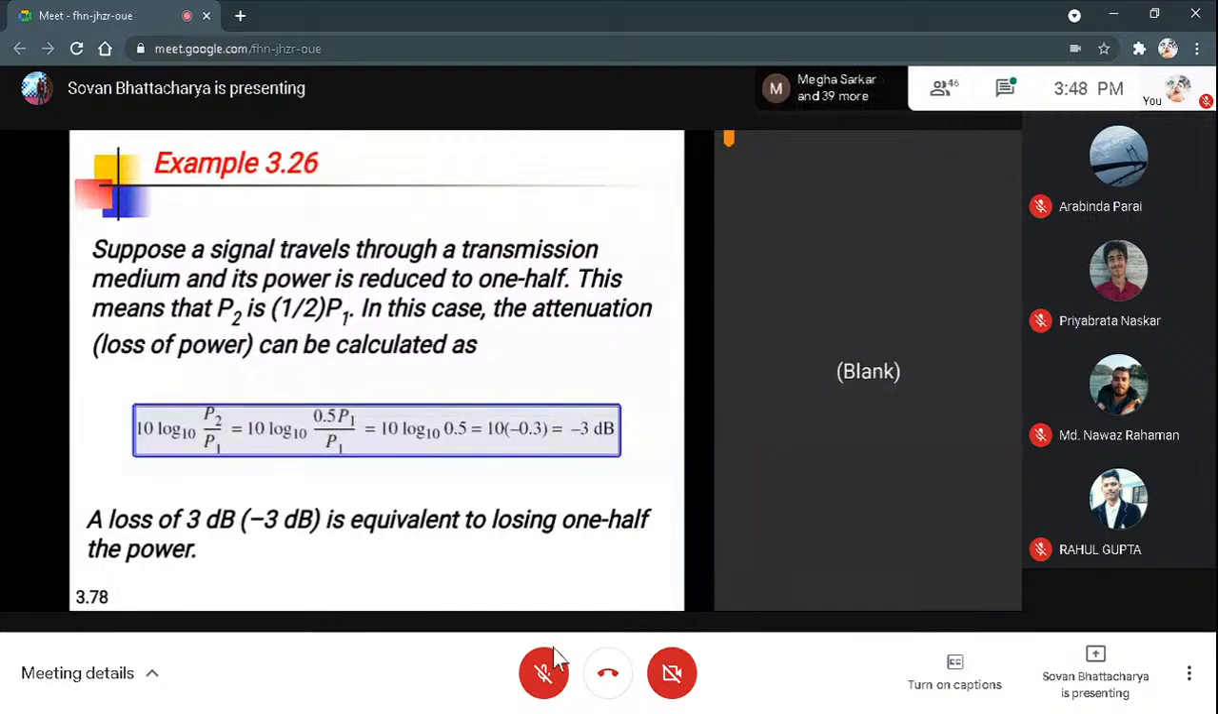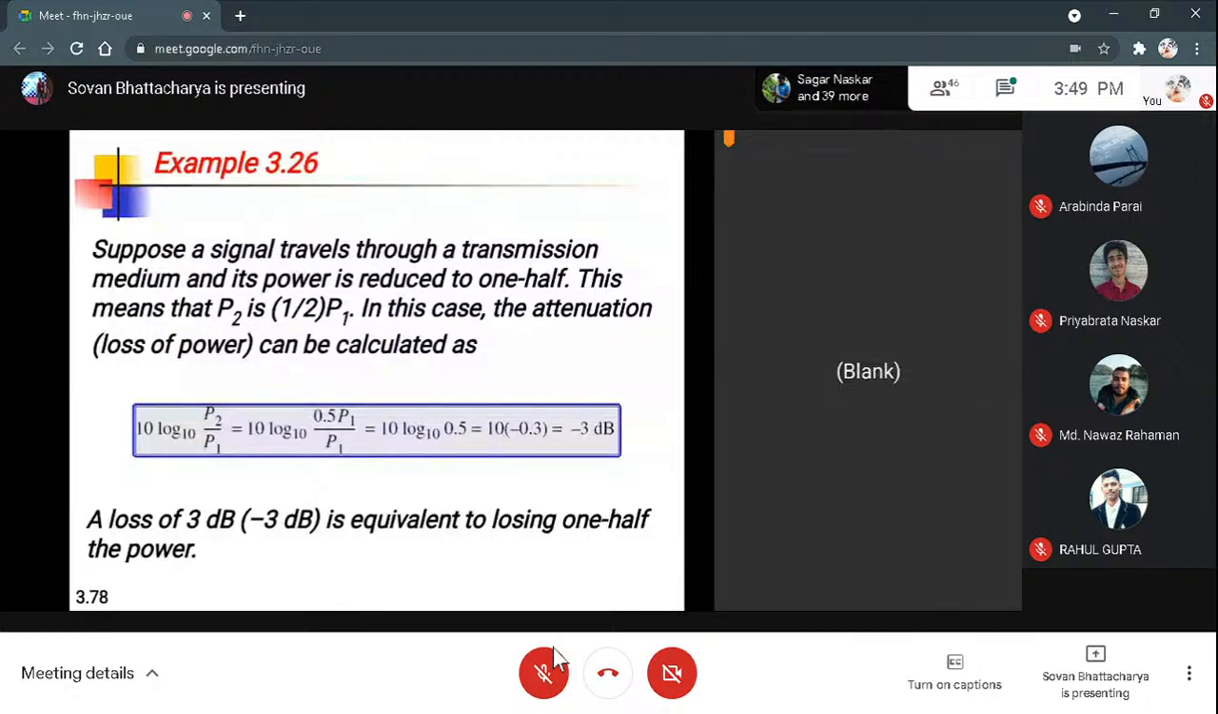So the formula is 10 log base 10 of P2 by P1. Okay, so this is your attenuation. You see in this example, in our signal in the transmission medium, the power will be reduced to half. It may be reduced or it may be increased. It may be 2 times higher, or it may be half. So here it will be distortion, where our power will be reduced to half.